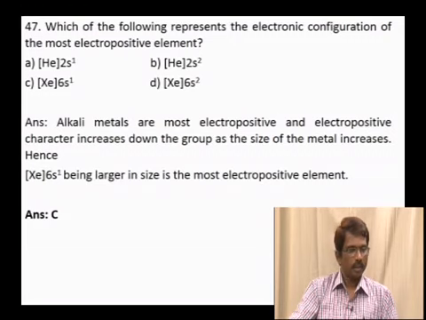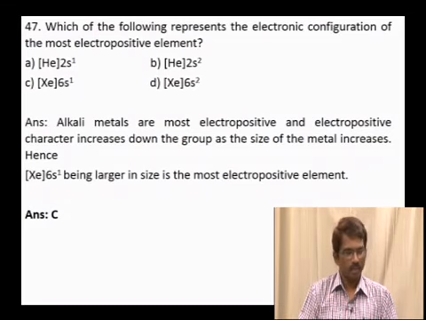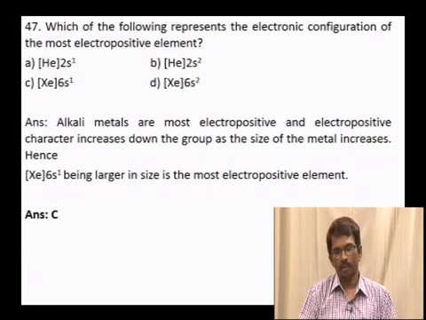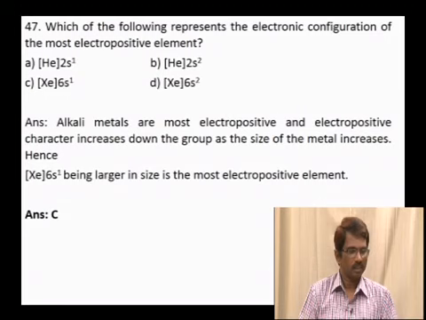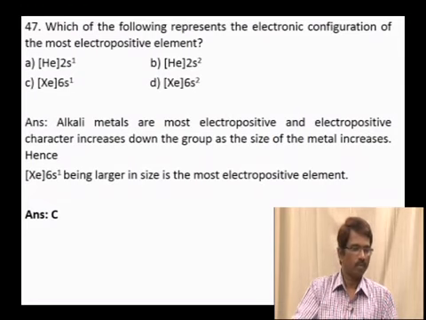So the inert gas configuration with 2s1, 2s2, 6s1 and 6s2 options are given. And you know very well the alkali metals in the periodic table are the most electropositive, and the electropositive character definitely increases down the group. The element at the bottom of first group will have highest electropositivity, and xenon 6s1 being the largest alkali metal atom will be the most electropositive element, and therefore the correct option is option C.